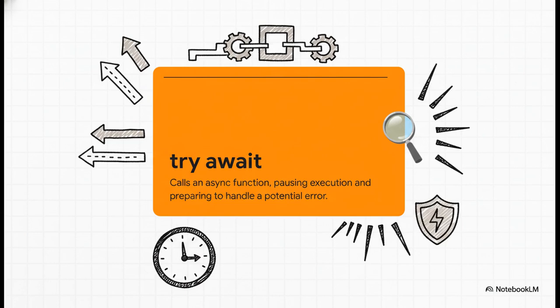And this is how you respond to that signal. The try-await combo is just brilliant. Think of it like this. Await tells your code, okay, pause here and wait for this async thing to finish. Then try chimes in and says, and while we're waiting, I'm fully aware this thing could throw an error and I'm ready for it. It's the perfect one-two punch.